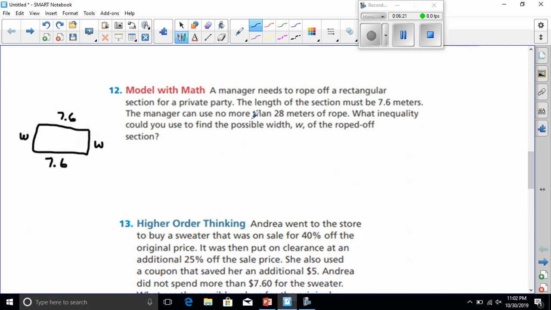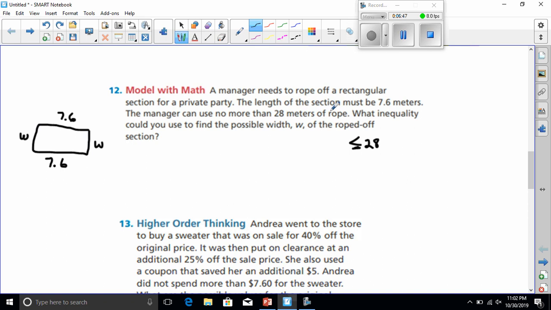Now it says you can use no more than 28 meters of rope, so that means everything has to equal 28. But what we have to realize, it says no more than, so it can't equal 28, but it could also be less than 28. Right? It can't be more than 28, but it could be less.